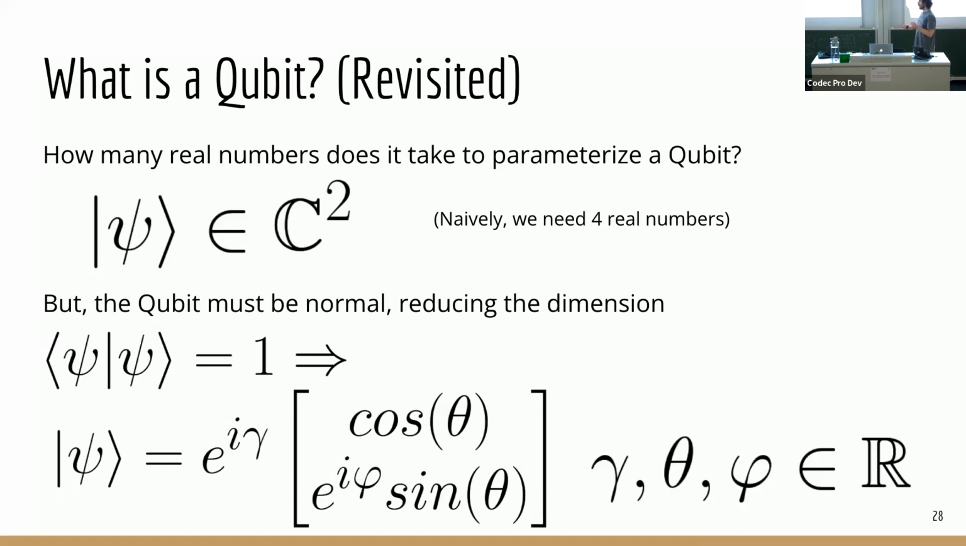And we can parameterize any qubit in the following way with these real parameters, gamma, theta, and phi. I won't spell out the notation, but you can see it here. We have this phase that's applied to both entries, and then the entries as follows here.